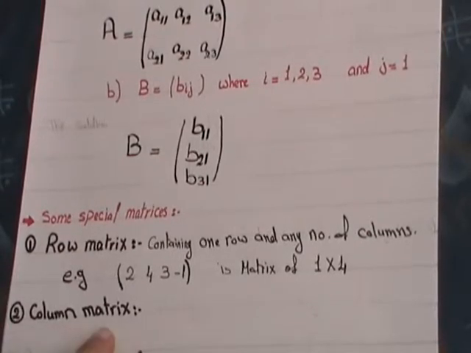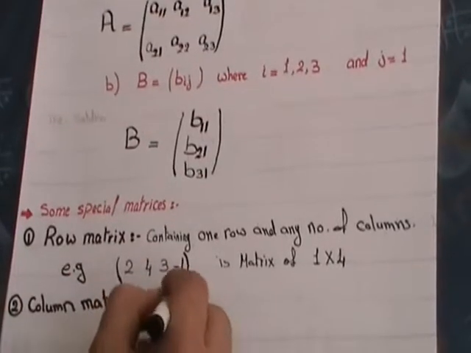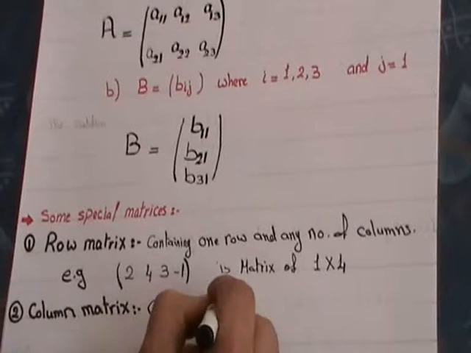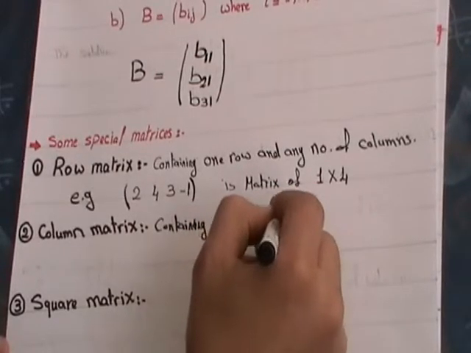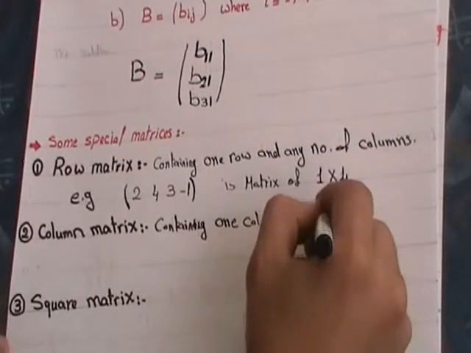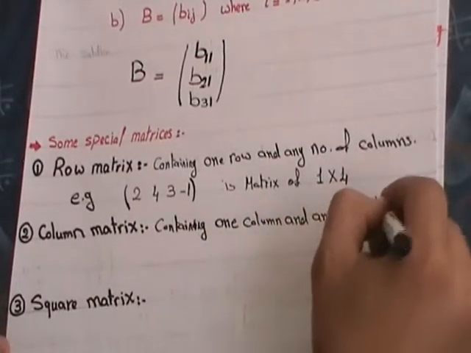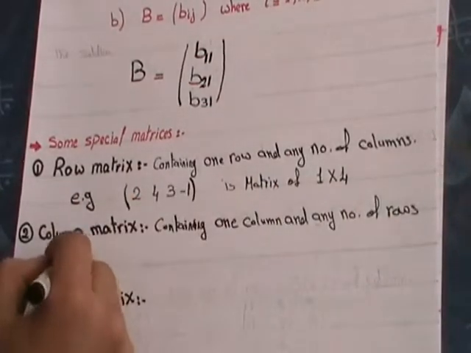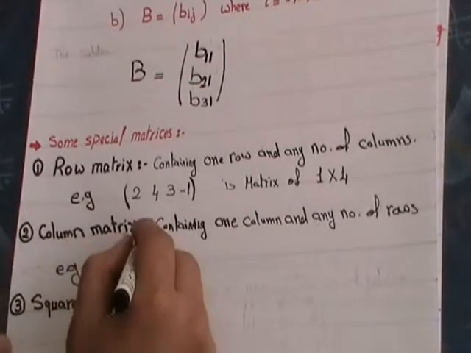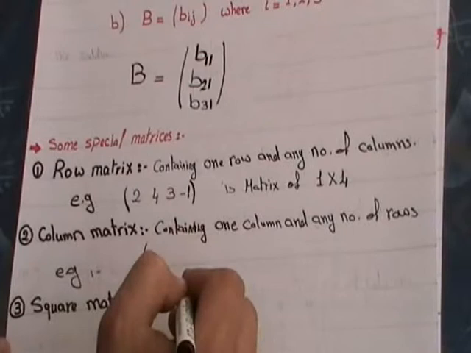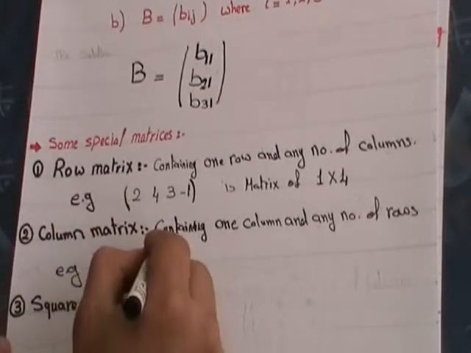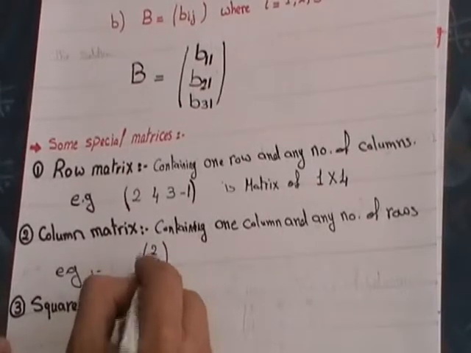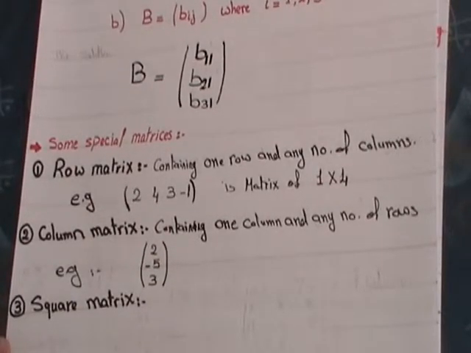We're going to the column matrix. It contains one column and any number of rows. I need an example. We have here a matrix contains what? Yes, one column. We have here, for example, 2, negative 5, and here 3. This matrix contains one column and any number of rows.